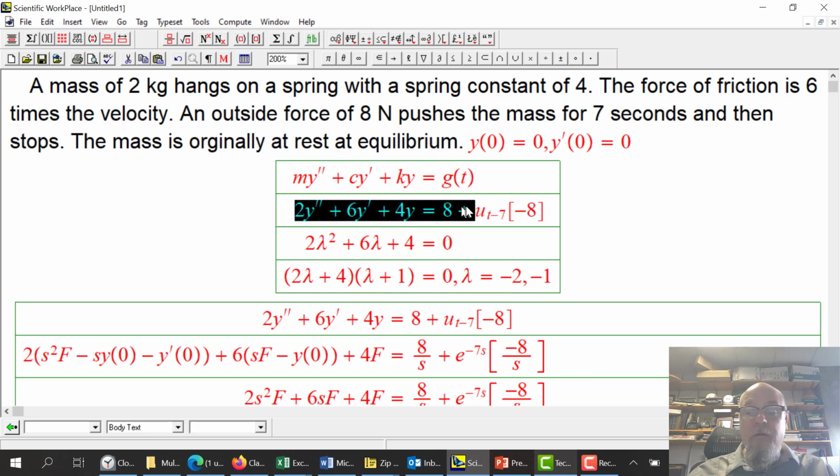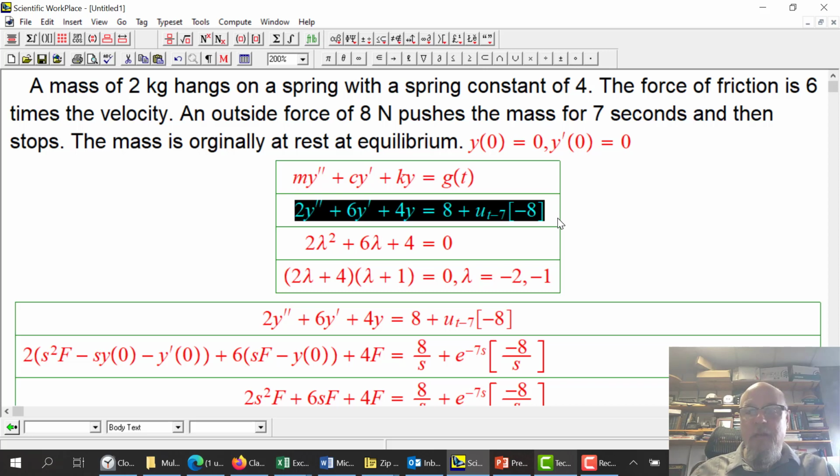So here's our equation that models the movement of the mass on the spring. Now we're just going to solve it. Now I look at that highlighted thing, and it's just a linear second order constant coefficient non-homogeneous differential equation. It's got a Heaviside step, so we're going to solve it with Laplace.